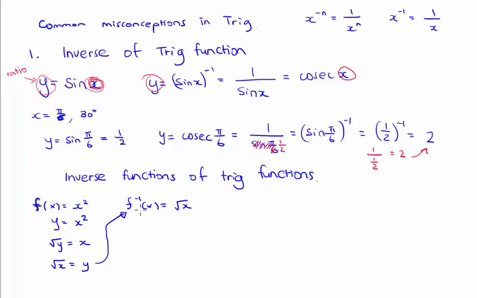And the symbol for the inverse function is f to the power of -1. Notice the difference between f to the power of -1 of x, which is equal to square root of x, and f of x to the power of -1, which is nothing more than just 1 over x squared.